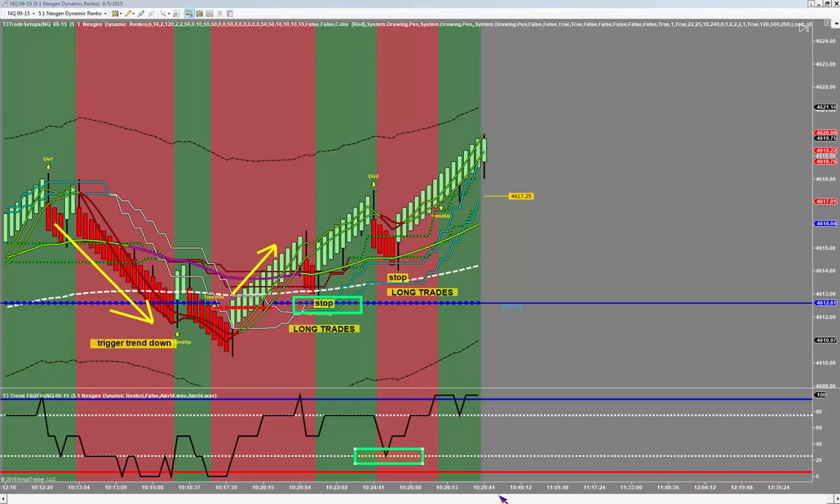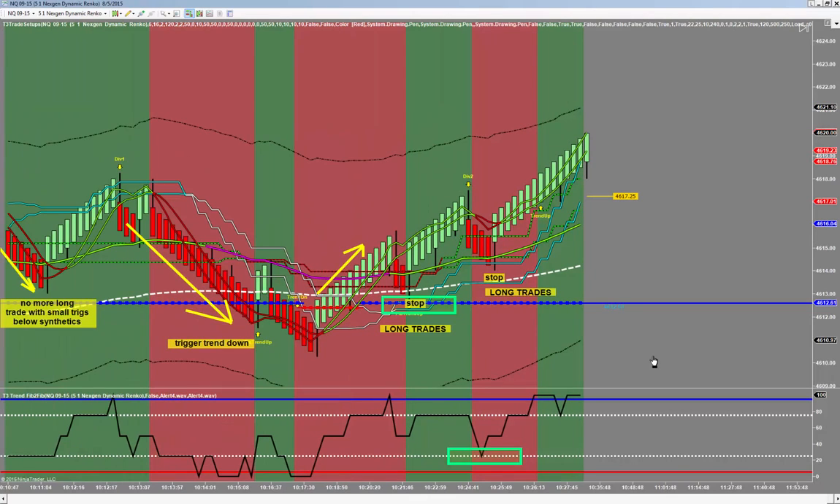You can't make reading the charts any easier. You can't make understanding where to get in and out any easier, I don't think. If I can, I will do it, I promise.